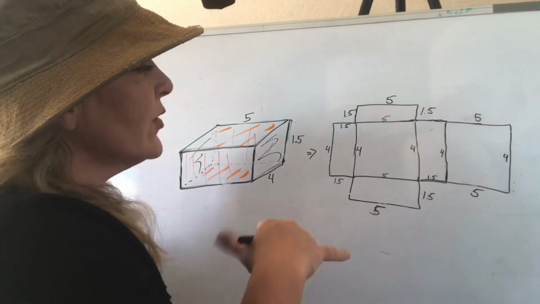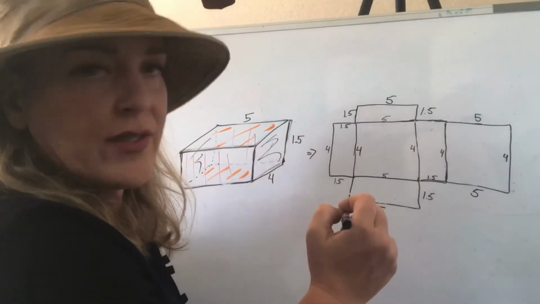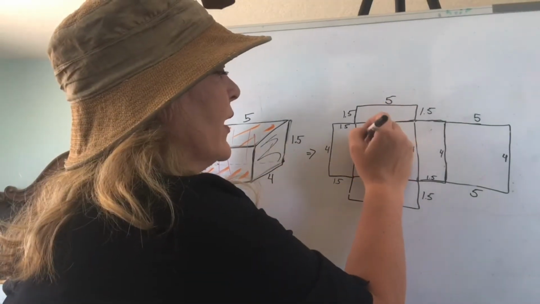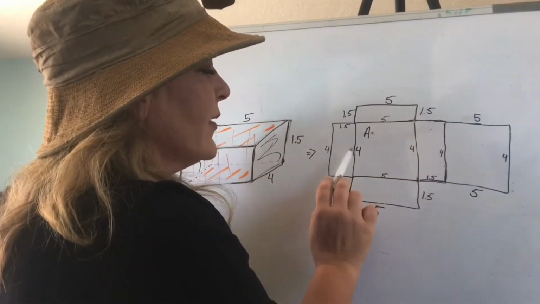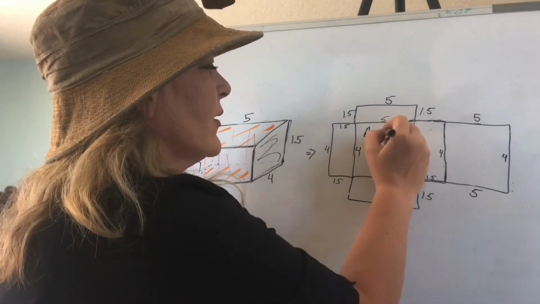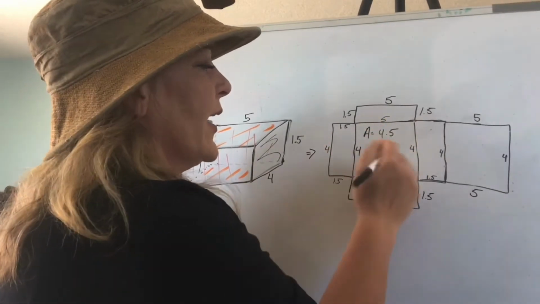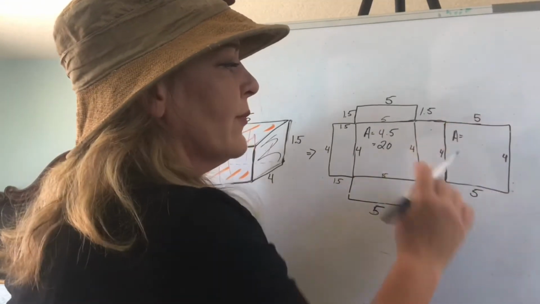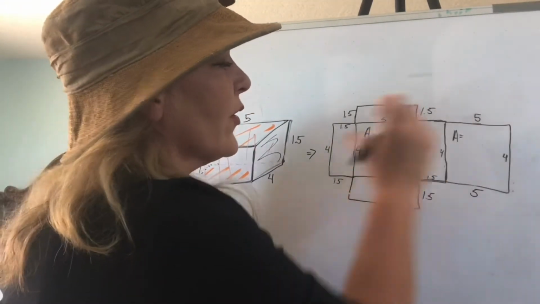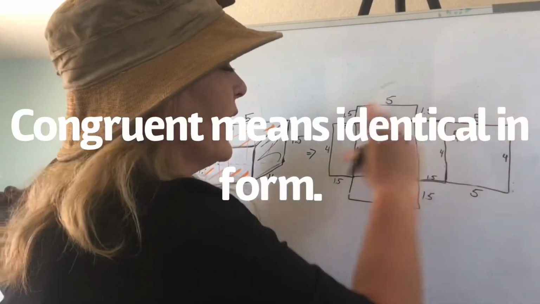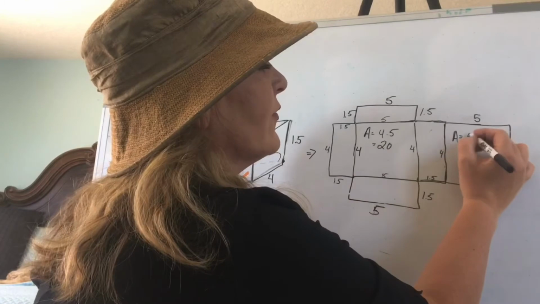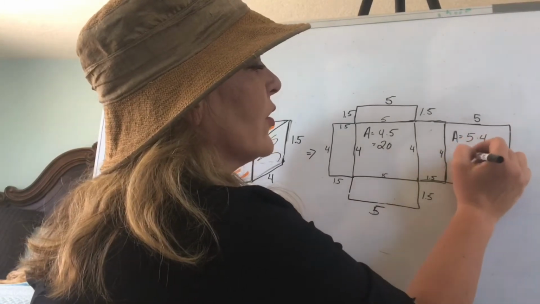But now what we want to do is calculate the area of all the different rectangles. So this rectangle here is going to be base times height, and we have 4 times 5, and that is 20. This as well is base times height, and these two are congruent rectangles because they have exactly the same dimensions. So this is 5 times 4, this is also 20.